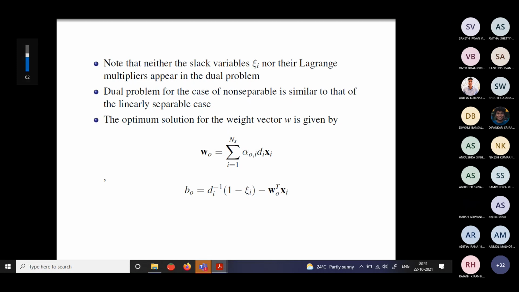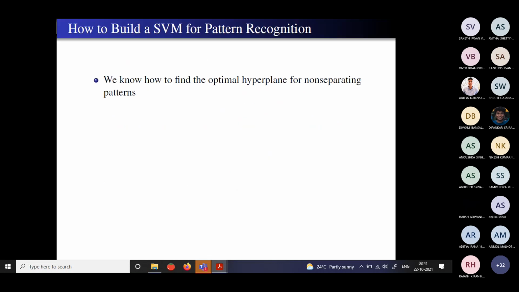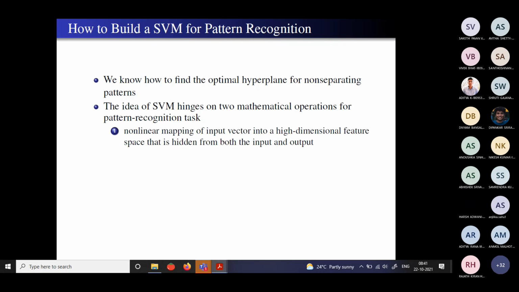We did all these things, and now the next topic in this particular module is how do we build a machine for pattern recognition, or for that matter anything you want. We know exactly how to find the optimal hyperplane for non-separable patterns. Just in the last class we concluded that. And the idea of SVM basically hinges on two mathematical operations for pattern recognition tasks. We'll see what those are.